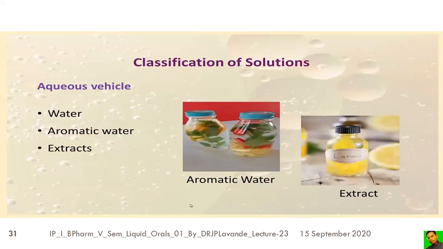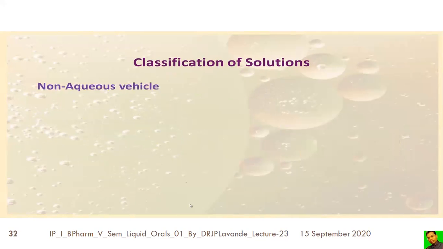The examples of the aqueous vehicles that are used are waters, aromatic waters and extracts. You can see the aromatic water, and there is lemon extract, peppermint, lemon, isn't it? Rose water.